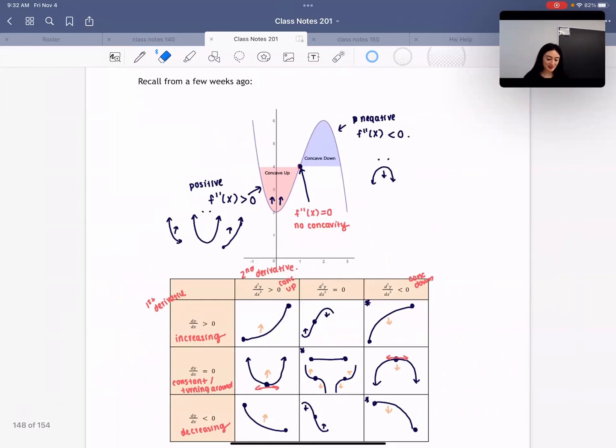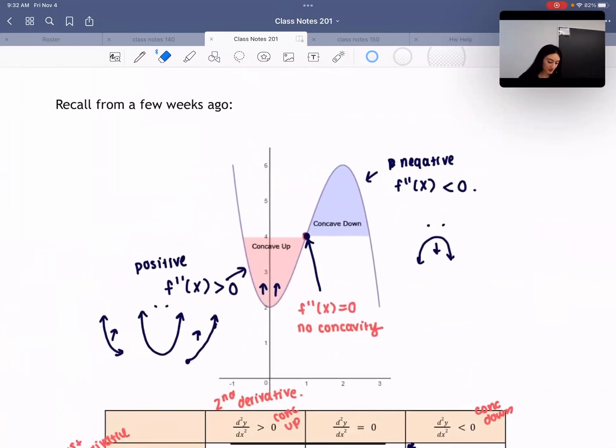This page is actually something that we did before. I literally just screenshotted the notes from a while back when we talked about concavity, and I just stuck it in these notes again. If you recall from a while back, we talked about concave up versus concave down. Does anyone remember what that meant about the graph of a function?